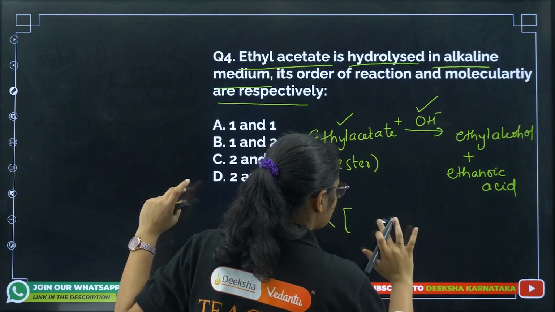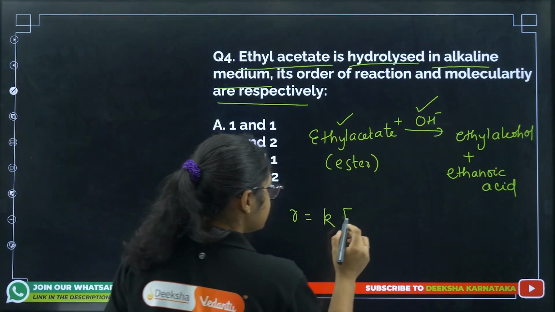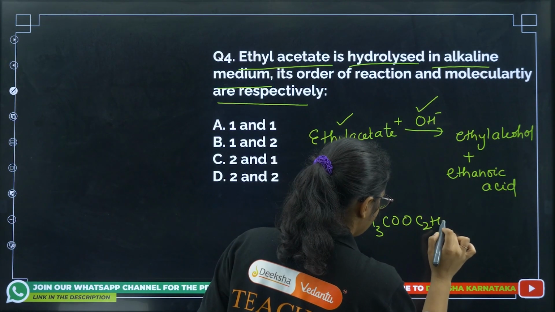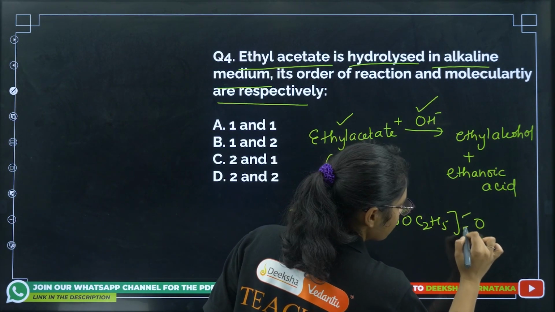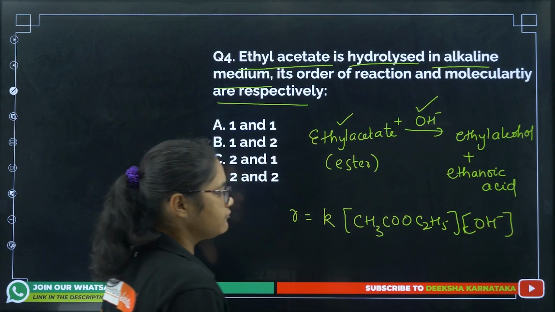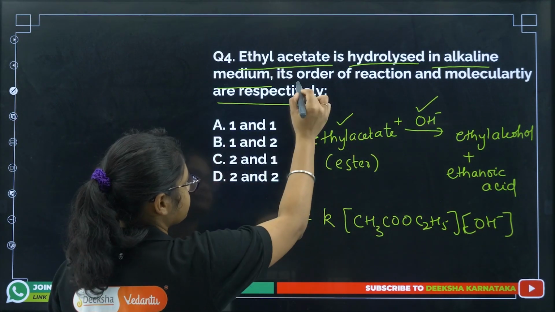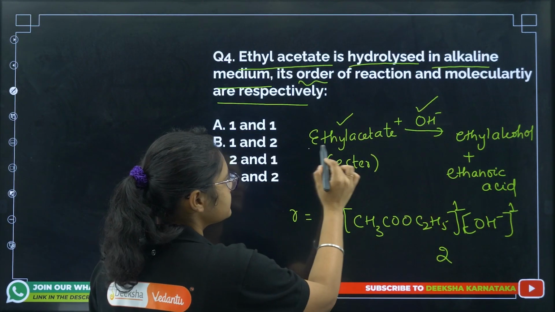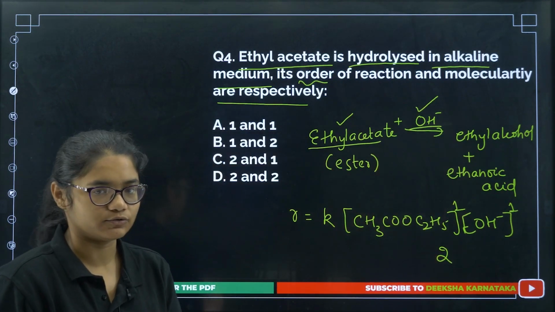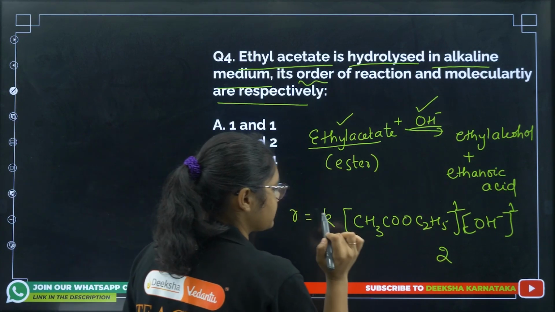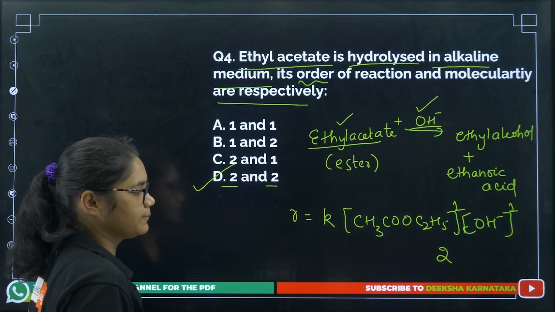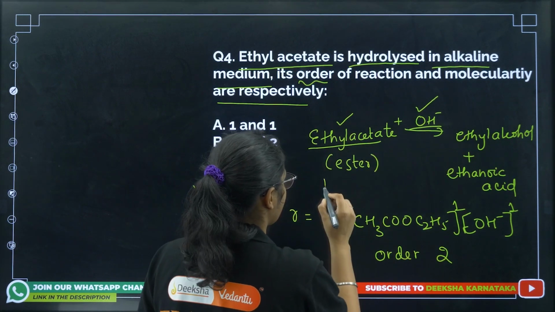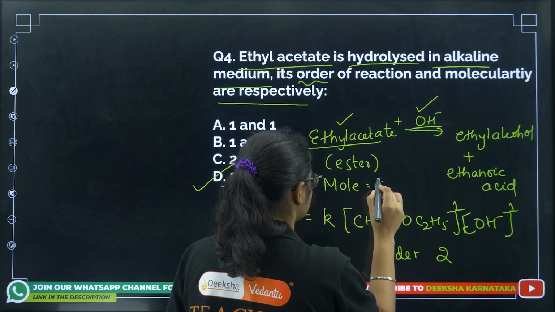Yeah, so we will get CH3COOC2H5 and then OH minus. Now if you see the order here, it is 1 for each, so the total order is 2, and 2 species are reacting, so molecularity is also 2, right? The correct answer for this question will be option number D. So here I can write order is 2 and molecularity is also 2.